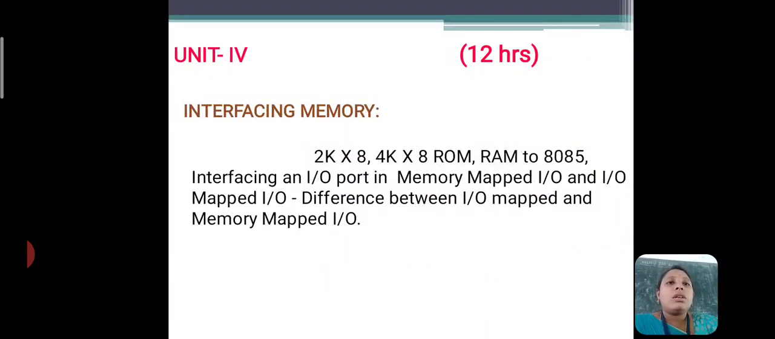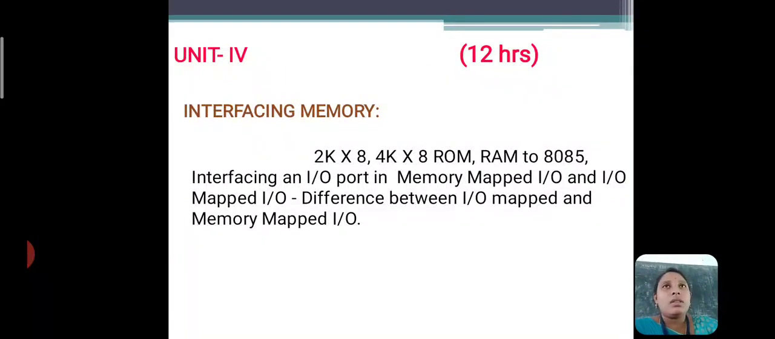Next, Unit 4, interfacing memory, 2K into 8 RAM, 4K into 8 ROM, RAM to 8085, interfacing an input or output port in memory mapped IO and IO mapped IO, and the difference between IO mapped and memory mapped IO. First, what is interfacing?